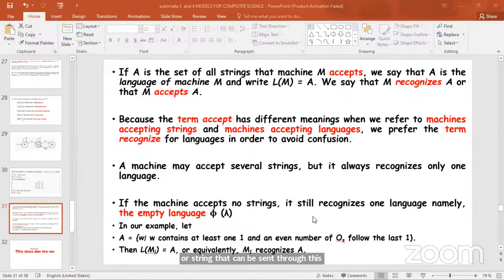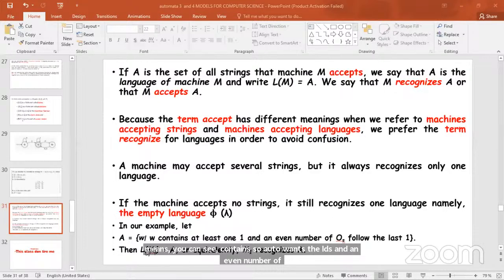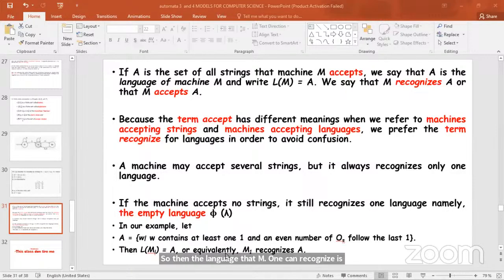1, 0, 0, 1. That's the list. So anything that is different from this formation may not be accepted. So if you have 1, 1, 0, 0, 1, because you have 1, 1, and the language says it contains at least 1, 1, that means it can still contain some other ones behind it, and even numbers of zeros. So if you have 3 zeros, that violates the rules. So the language that M1 can recognize is A, or equivalently, M1 recognizes A. That's what it means.